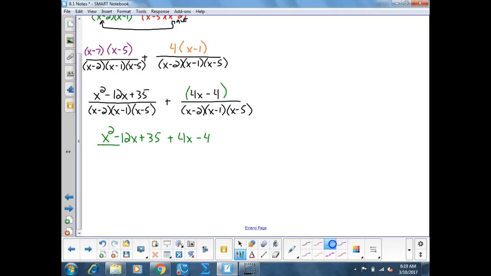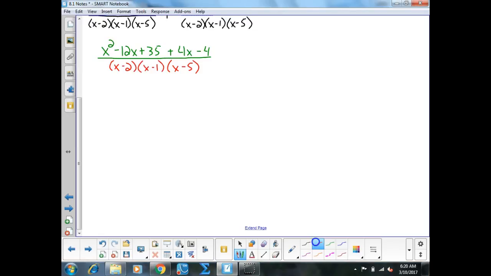But then all of that is going to be over x minus 2, x minus 1, x minus 5. So my numerator now becomes x squared minus 8x plus 31 all over x minus 2, x minus 1, x minus 5.